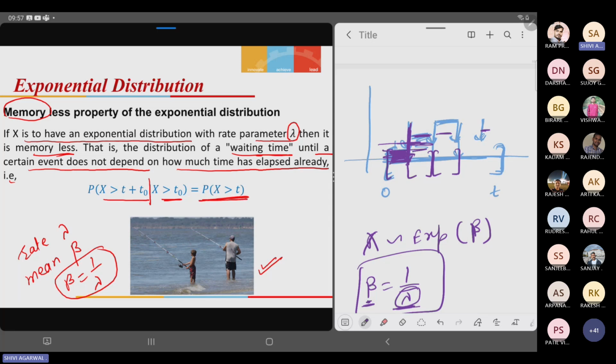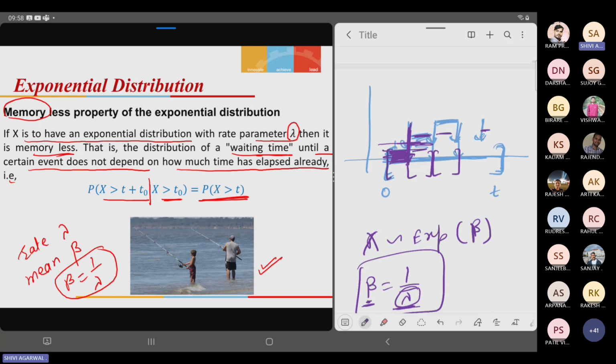We can use this for the life length of a bulb, for example. I don't know how long it has already lived. Suppose its life has already gone up to 5 days. What is the probability that it will work for the next 3 days? It doesn't depend upon the last 5 days of working, which we have already done. That is known as the memoryless property here. Clear?